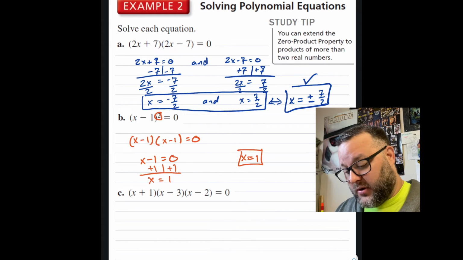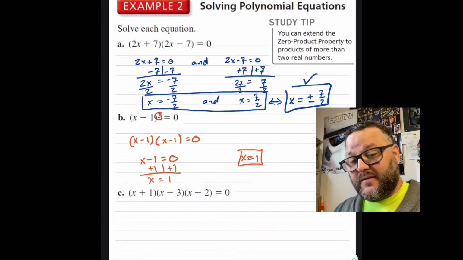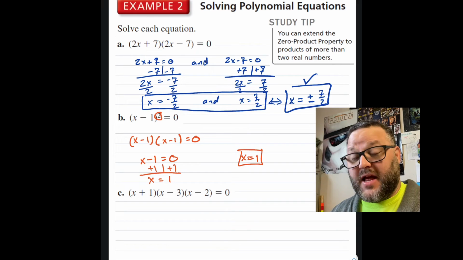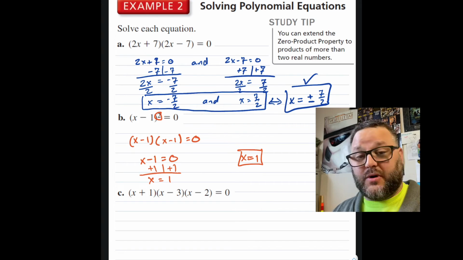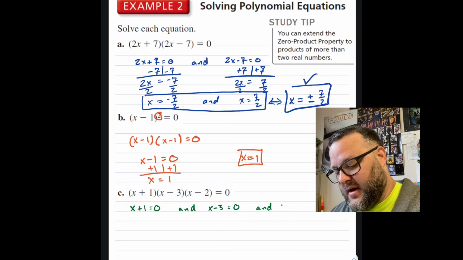All right, so now I'm going to look at C. I'm going to recognize that none of them are identical to each other, so I'm going to have to solve each one. So this one we actually expect to have 3 answers because I have 3 different polynomials, each with its own x. I need to solve x plus 1 equals 0, and x minus 3 equals 0, and x minus 2 equals 0.